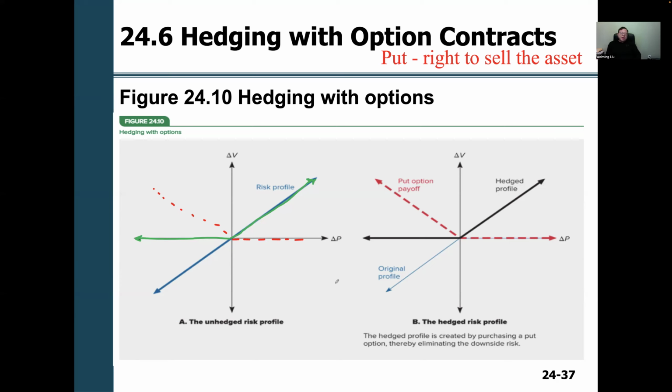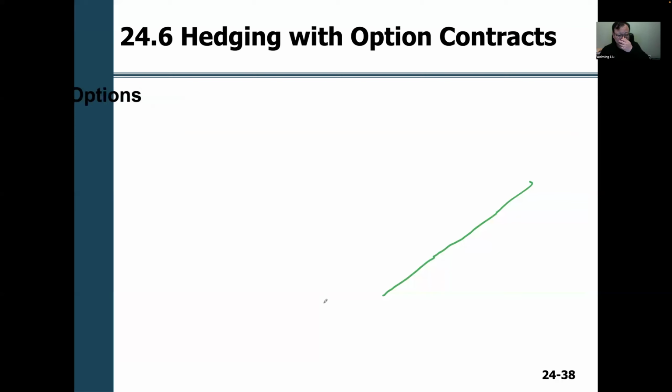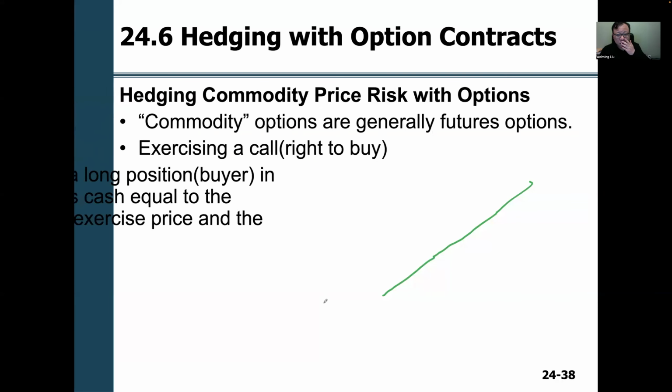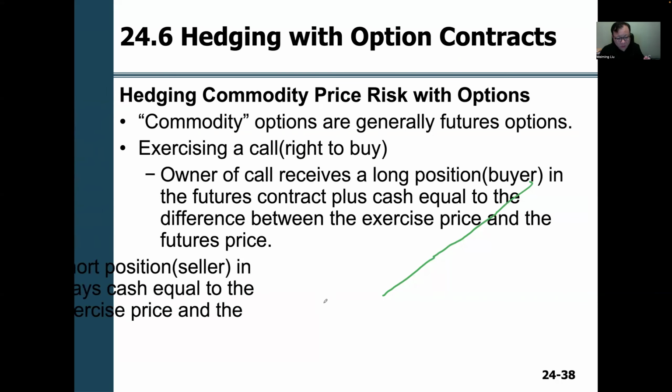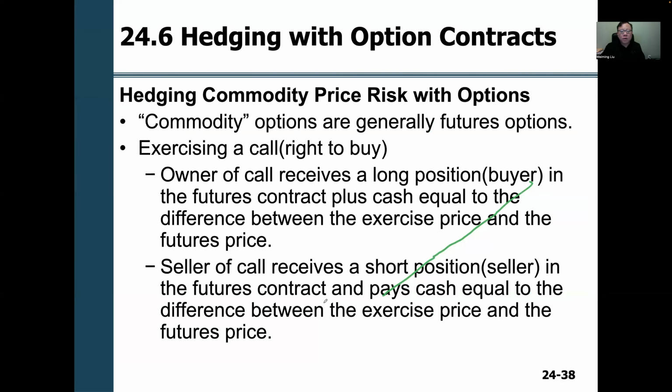So you can see the downside risk was addressed, to be risk-free, but the good risk is still maintained. Okay, so hedging commodity price risk with options.